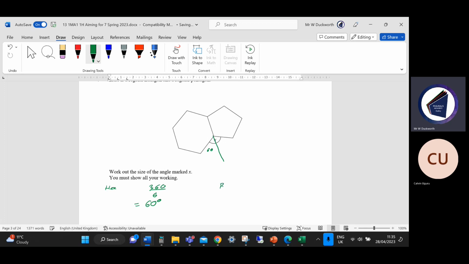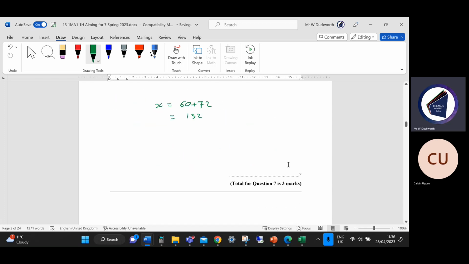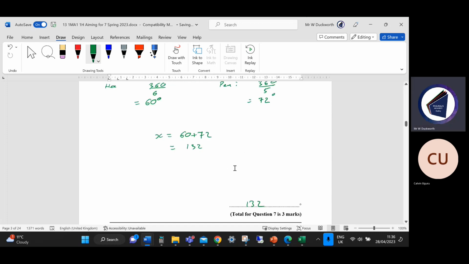And then for the pentagon, we're looking at 360 divided by 5. 360 divided by 5 is going to be 72. So that angle there is 72. So x is going to be equal to those two added together. So x will be equal to 60 plus 72, which would give us 132. So x is 132. And that's it for that page.